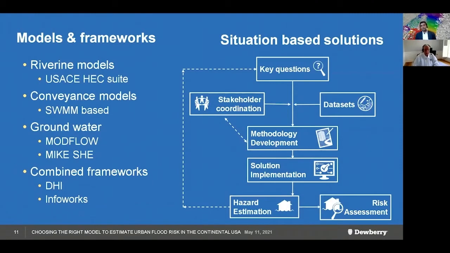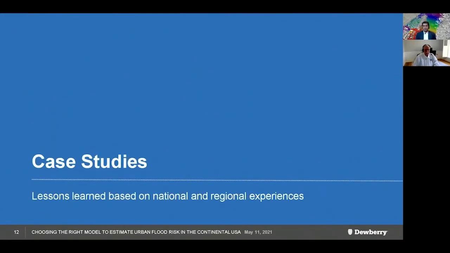So using this approach, come up with a hazard estimation, go back to the key questions and make sure that our questions and concerns are answered, followed by risk assessment, which would be a site-specific or a structure-specific loss estimate. John and I will present different case studies using the same model tailored to different situations and then different end results so that we can have a comprehensive picture of what these models can do and how it can be helpful for us.